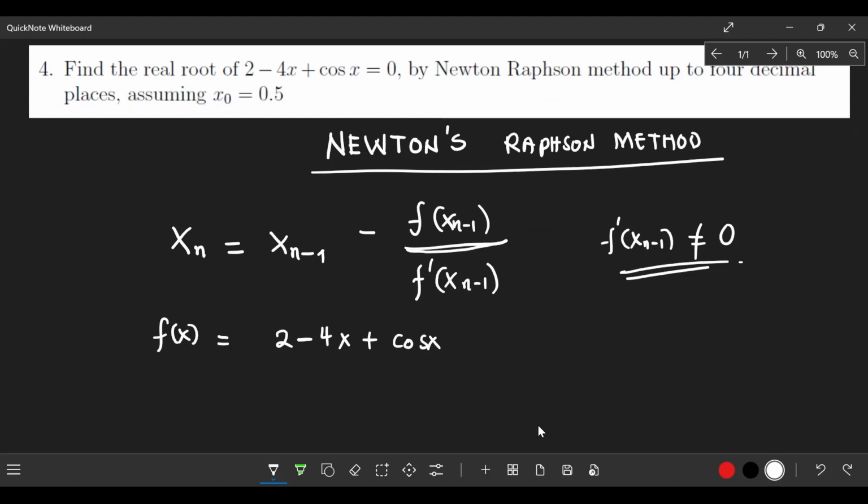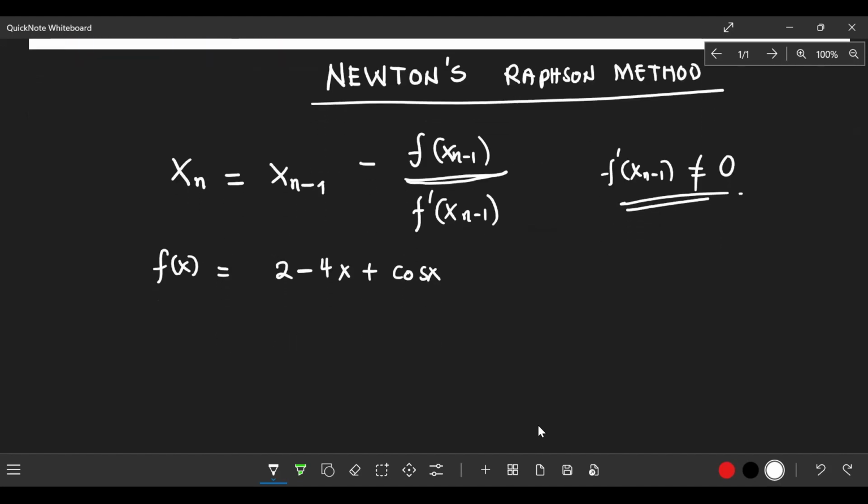This condition is very important. This method only works if the derivative of the function is not equal to 0 at that point. And what point is it? At the point x n minus 1, this function must not be equal to 0. Because if you have a 0 here, then we are doomed: we have something over 0, which is undefined. This is just a condition I wanted to write. It's only valid if this derivative is not equal to 0.